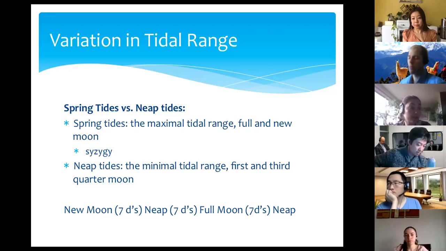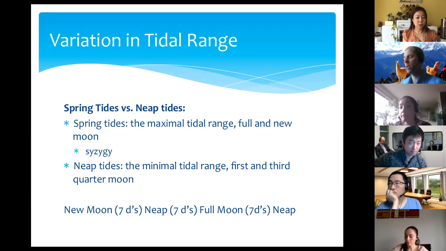So the name of this tidal range does not come from the season, by the way, but it has the same etymology as the word for season, spring. It means jump or rise or break forth.